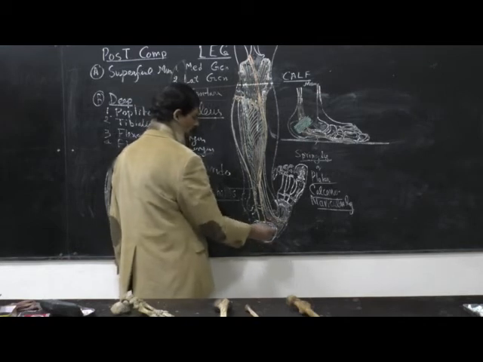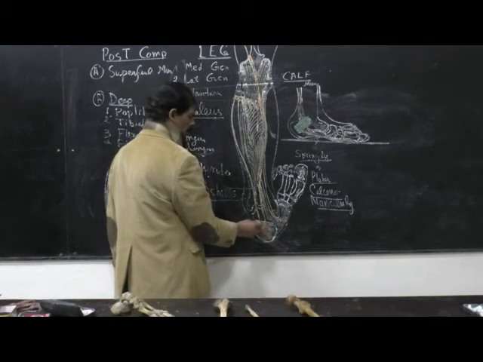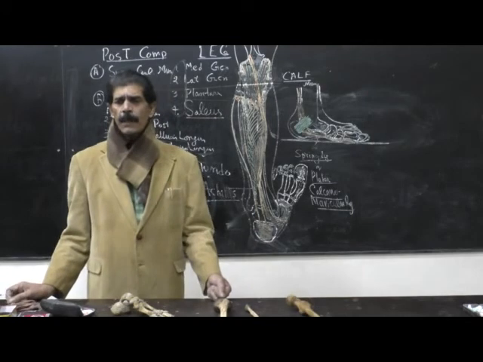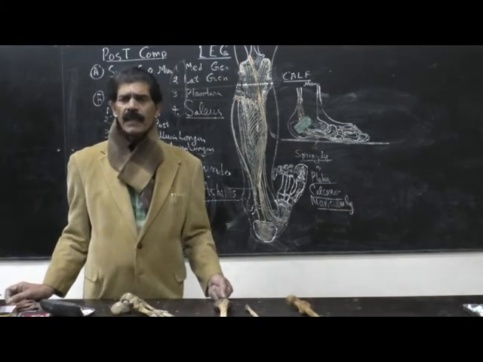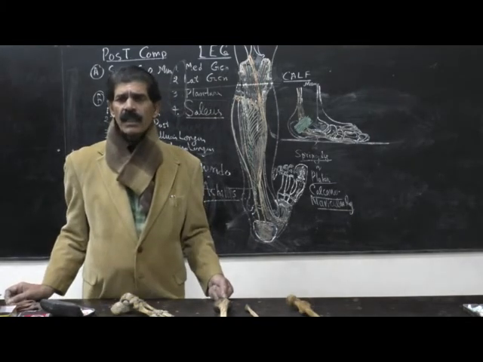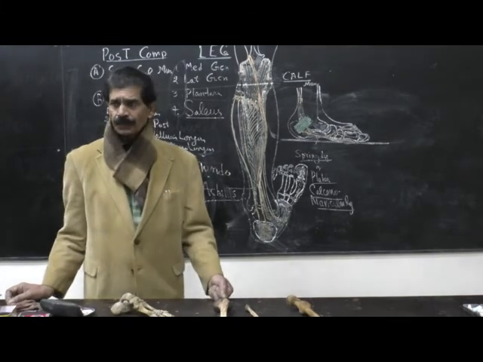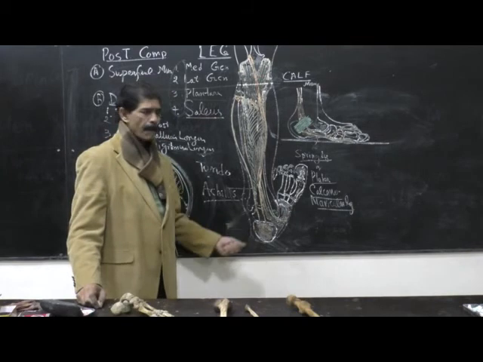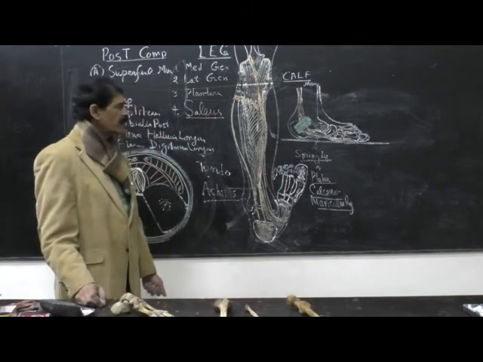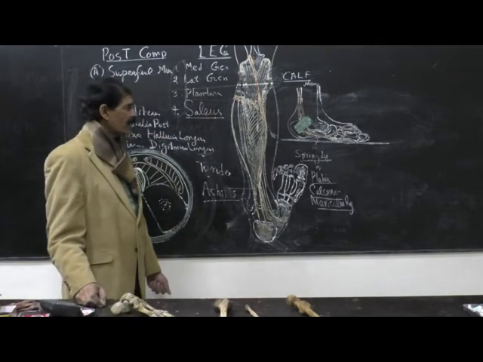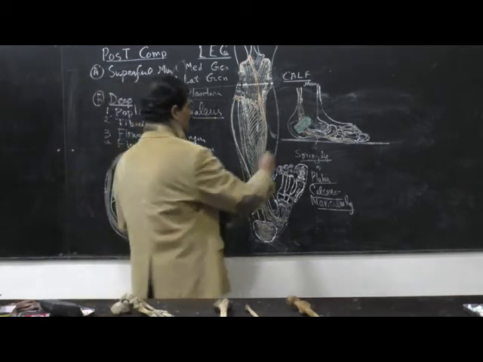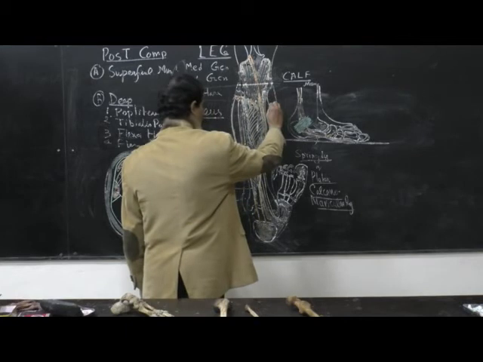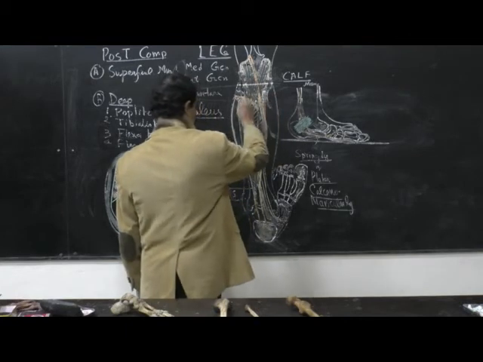The upper part is smooth, having a bursa between the tendon and the upper posterior surface of the calcaneum, and it prevents friction between the bone and the tendon. So this is how the 4 muscles unite together to form the calf muscles.